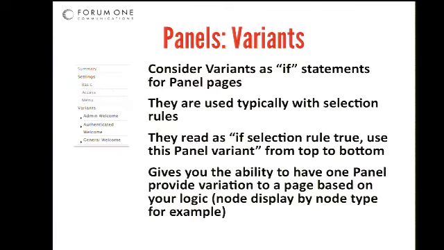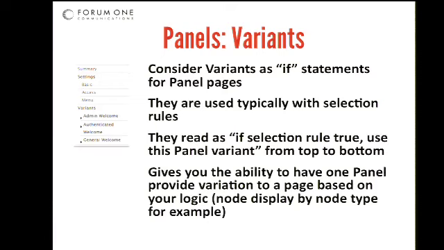All right. So variants. Variants are basically different variations of a panel page. The way I like to look at them is to consider variants like an if statement for panels. So they're typically used with the selection rule, because of course if you have multiple variations of a page, then you want to put a selection rule to tell it how to select one of those variants. And then they almost read as: if selection rule is true, use this panel variant, from the top down.